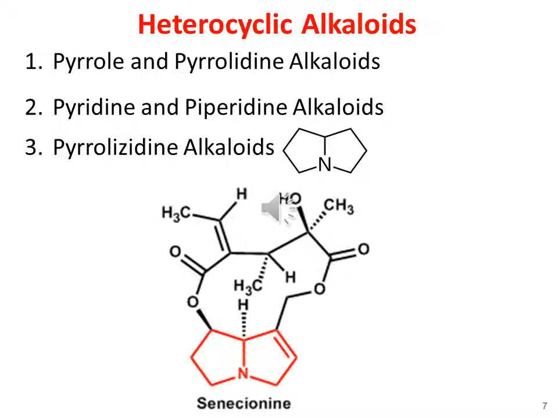The third type of heterocyclic alkaloid is the pyrrolizidine alkaloid. All the pyrrolizidine alkaloids have a pyrrolizidine ring structure in their molecule. An example of a pyrrolizidine alkaloid is senecionine. I have shown the ring structure in red color, so you may see that it possesses a pyrrolizidine ring structure in its molecule, so it is classified as a heterocyclic alkaloid and is further subcategorized into pyrrolizidine alkaloids.